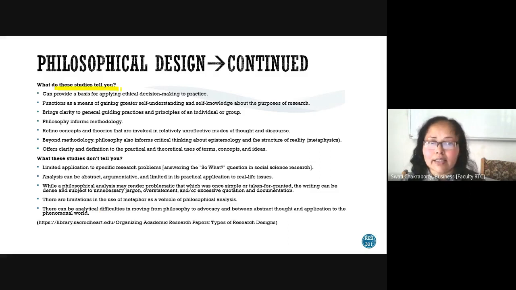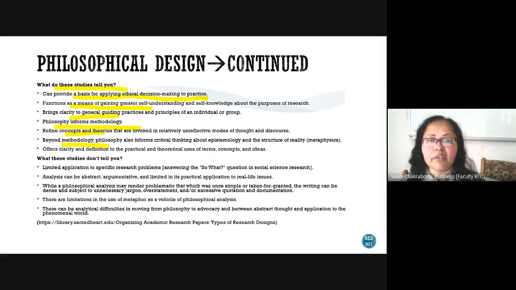What do these studies tell us? They provide a basis for applying ethical decision making to practice. It functions as a measure of gaining greater self understanding and self knowledge about the purpose of research, brings clarity to general guiding practices and principles of an individual or group. Philosophy informs methodology, refines the concepts and theories that are invoked in relatively unreflective modes of thought and discourse.